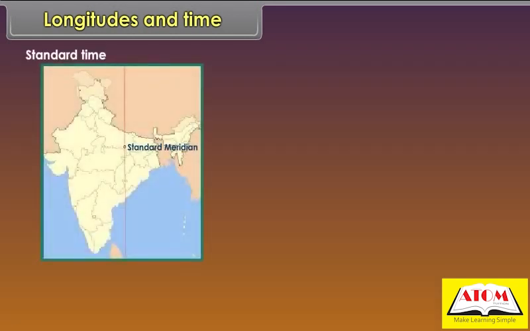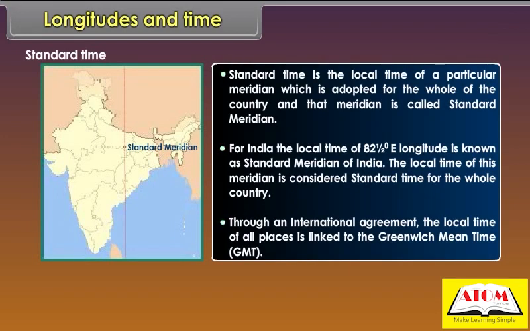Standard time. Standard time is the local time of a particular meridian which is adopted for the whole of the country, and that meridian is called Standard Meridian. For India, the local time of 82.5 degrees east longitude is known as the Standard Meridian of India. The local time of this meridian is considered standard time for the whole country. Through an international agreement, the local time of all the places is linked to the Greenwich Mean Time, GMT.